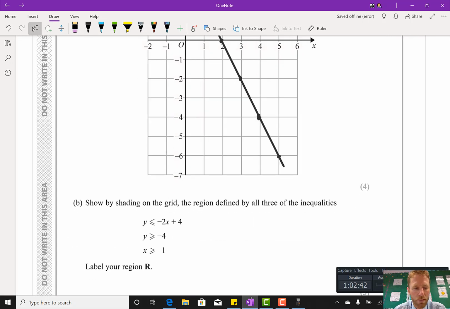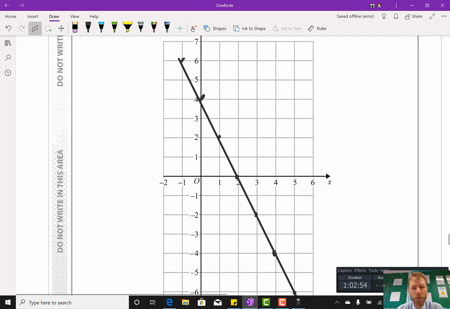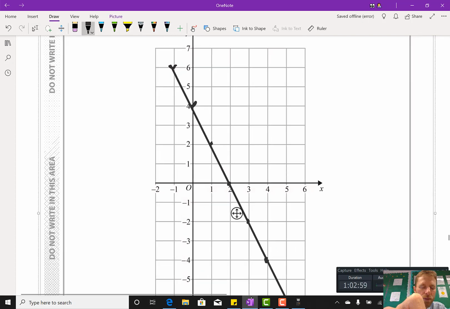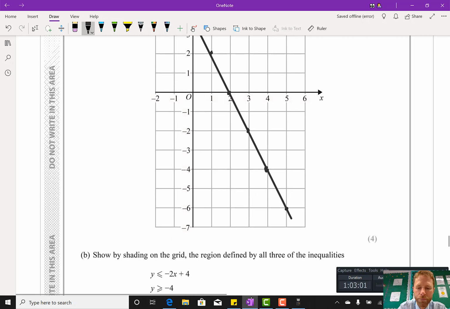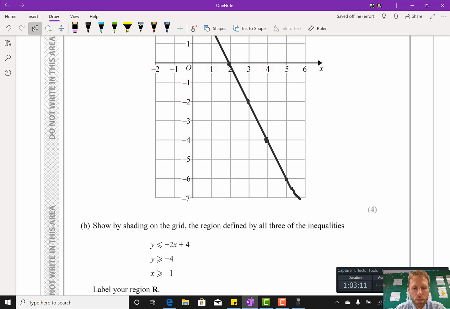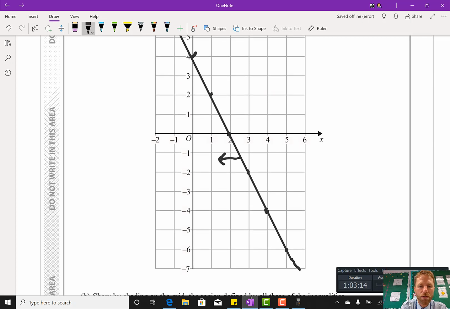Show by shading on the grid the region defined by all three of the inequalities. y is less than or equal to -2x plus 4. Now I've already drawn the line -2x plus 4. As it turns out, I haven't quite drawn that line long enough because I haven't extended all the way, and it's actually going to be important. So the y value is less than or equal to the line -2x plus 4, which means I need to be this side of that line because every y value there is going to be less than that line.